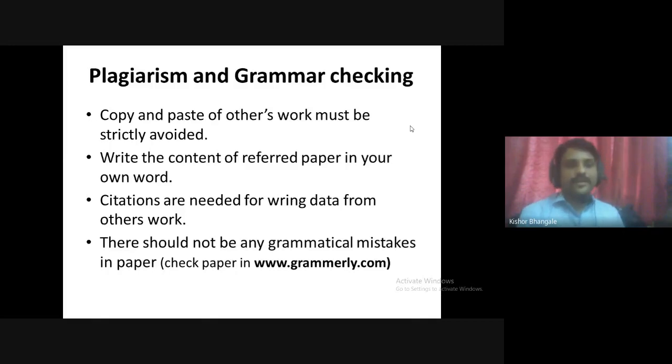Write the content of a referred paper in your own words to avoid plagiarism. Before submitting any paper to any journal or conference, you need to check it with software like Turnitin or Urkund. This software checks the content of your data against all the documents available on the internet. It will check with every document and let you know that this much portion is copied by you. That percentage of copying should be less than 10% to 15%.